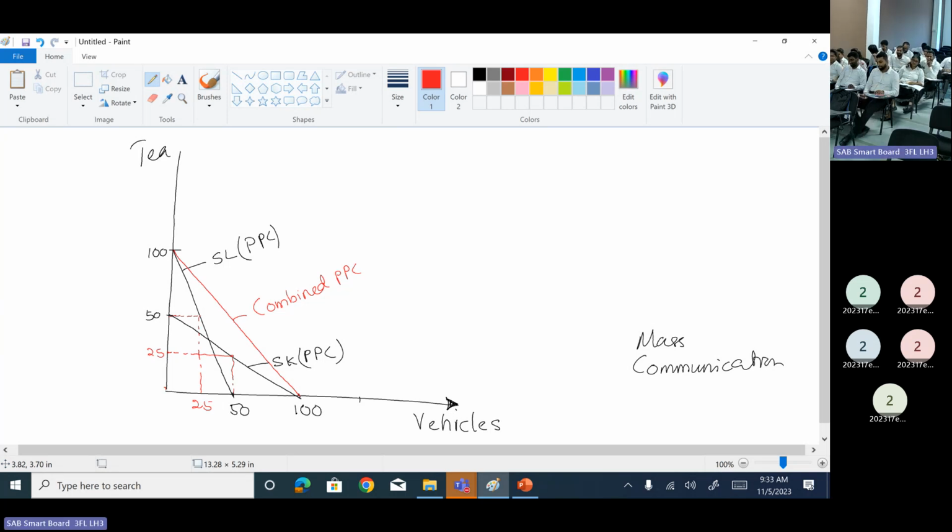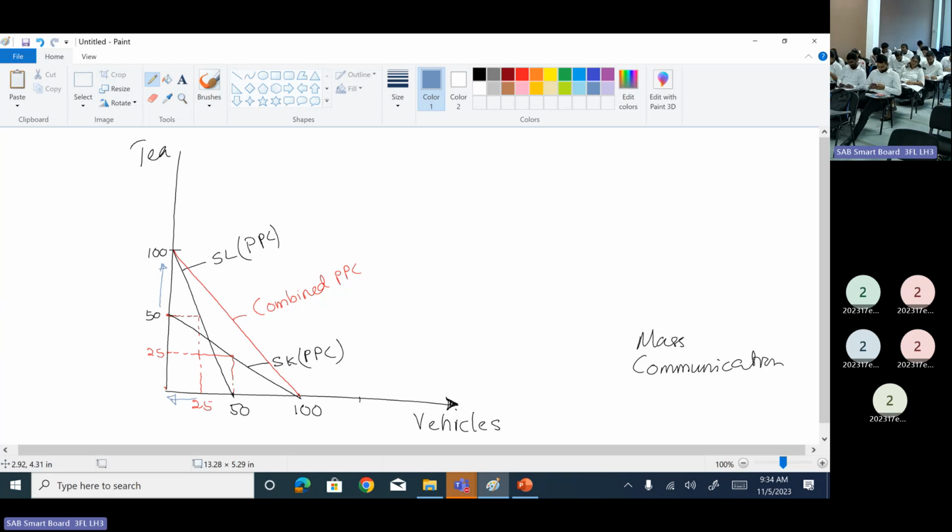What happens now is Sri Lanka is specialized in tea and South Korea is specialized in vehicles. Before the trade, Sri Lanka produced 50 units of tea. Now they specialize, they increase the production of tea, and sacrifice some units of vehicles.